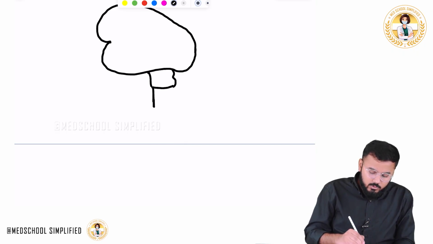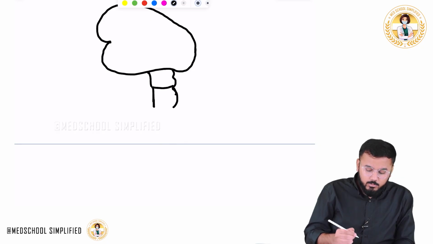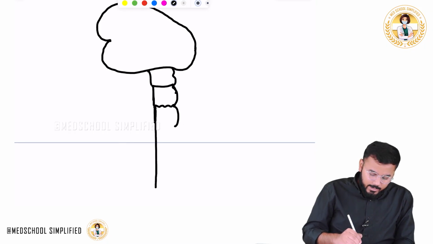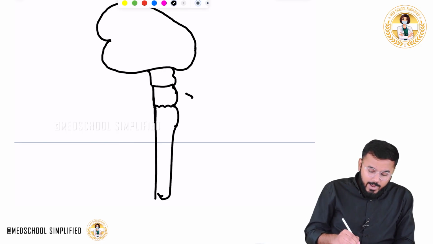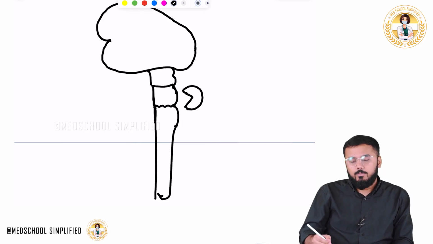Sorry, this is your pons. And after the pons, the next important structure is the medulla oblongata, and hanging down you have the spinal cord. And at the back of this is your cerebellum.